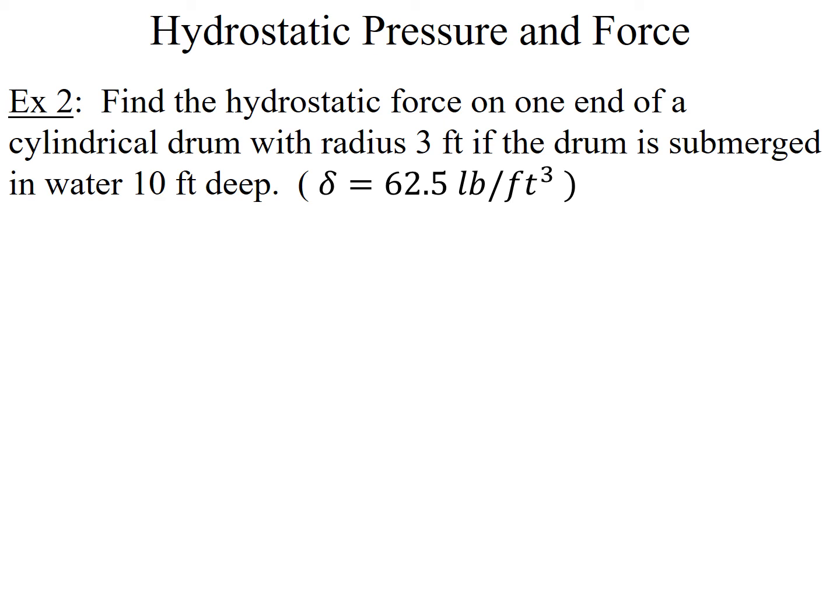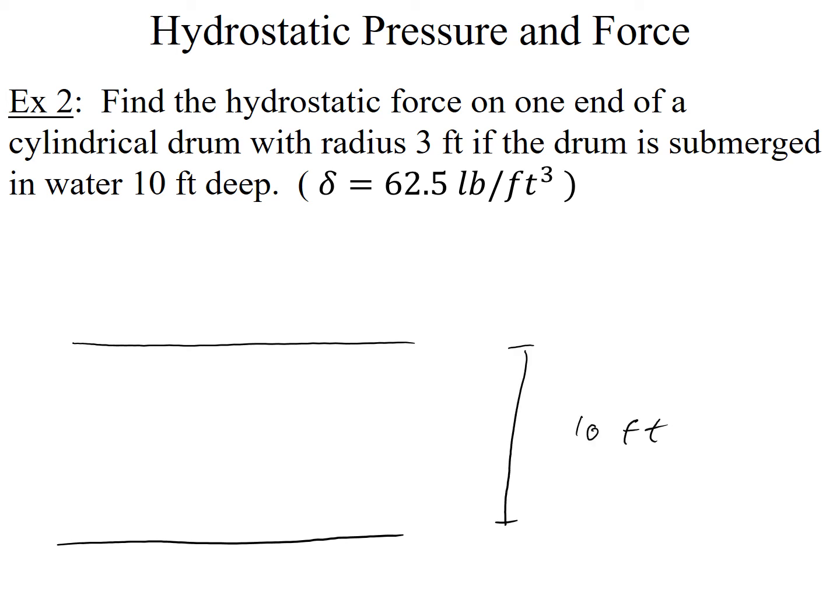Okay, next thing, I don't have a picture here, but let's try to understand what's going on as far as the picture goes. So they're saying the water is 10 feet deep. So if this is the floor and this is the surface of the water, this is 10 feet. And we have some kind of cylindrical drum submerged in there. So the cylindrical drum, it says, has a radius of 3 feet. So 3 feet like this, 3 feet like this. So I guess my picture is not exactly to scale, and then it's 4 feet here, 4 feet to the top.